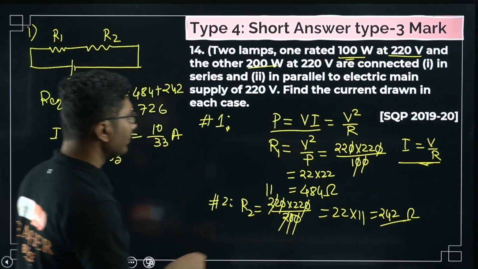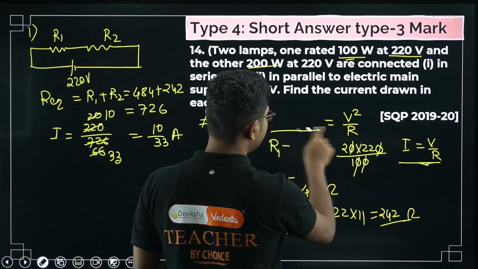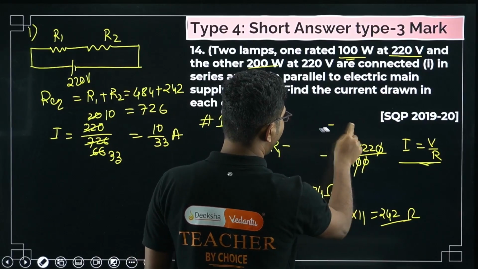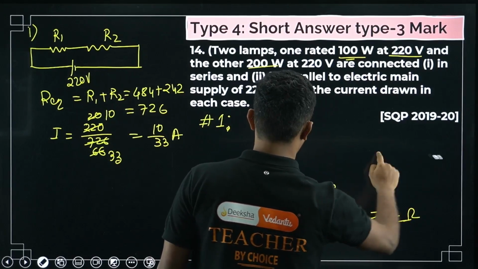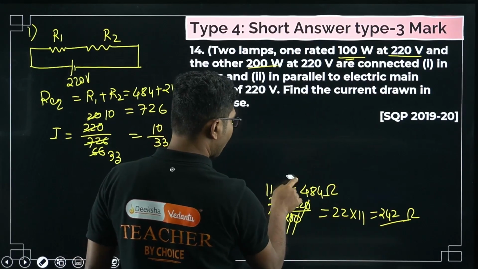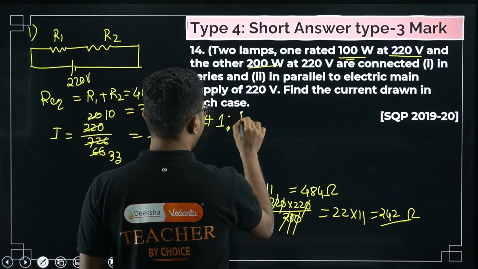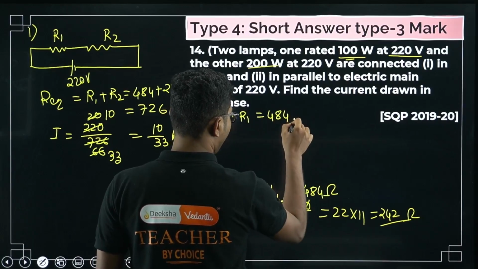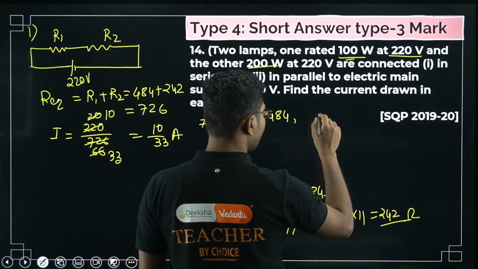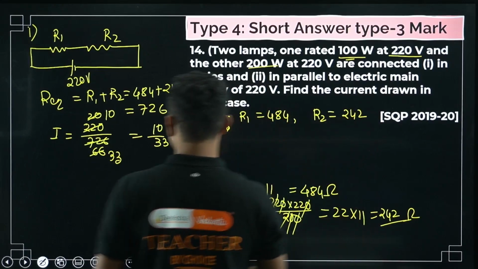So what we will do, we will just keep these values intact and erase this. What is the value of R1? R1 is 484. And what is the value of R2? R2 is 242.